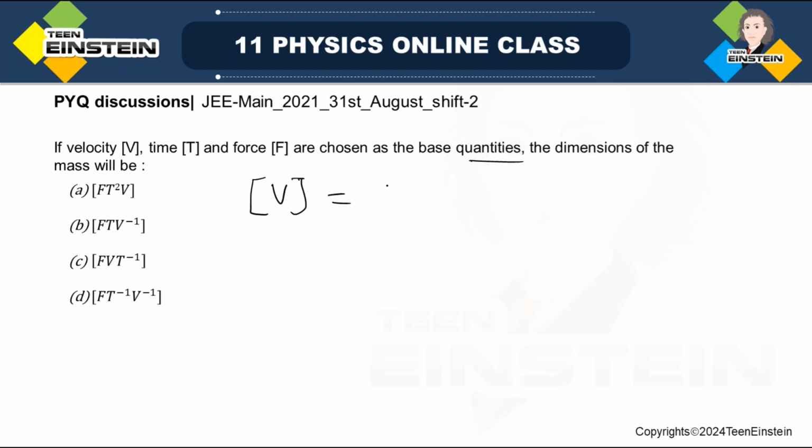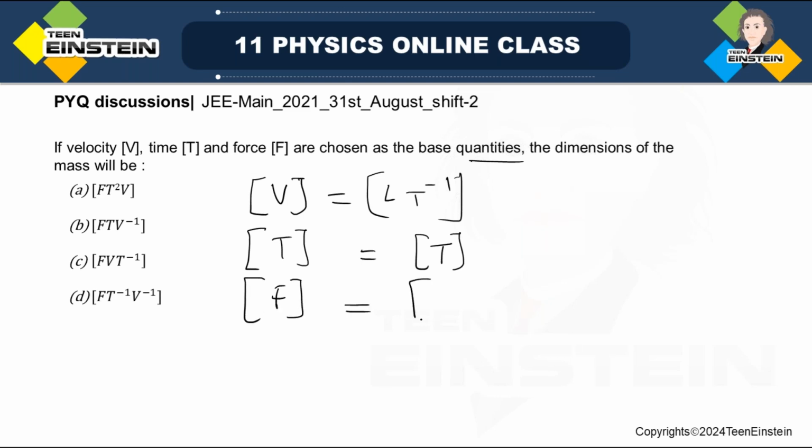So velocity, we know, is L to the power -1 (L T^-1). Dimension of time is just T. Dimension of force we have to write down, that we know is M L T to the power -2. So I have to get the dimension of mass, that means M L to the power 0 T to the power 0. This I have to get.